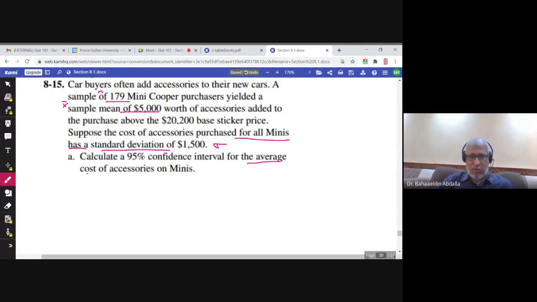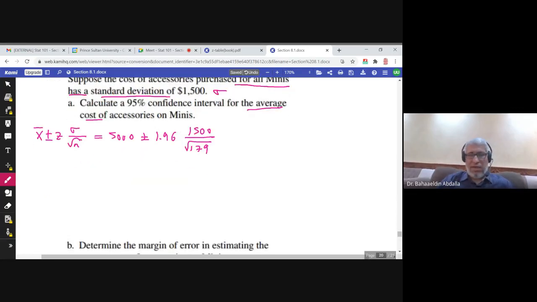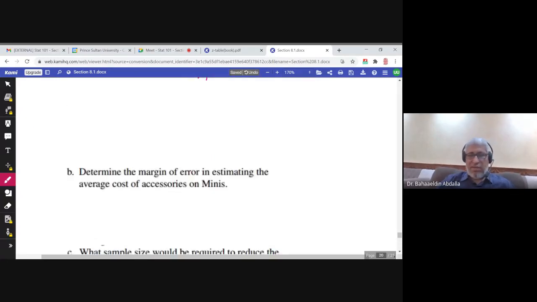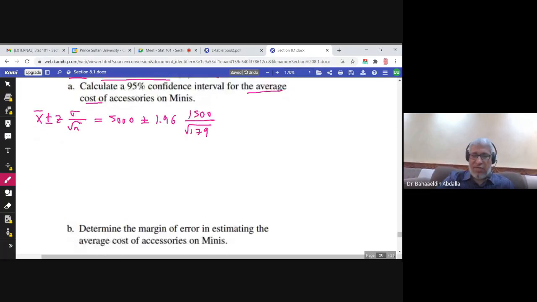So for mu, I will use the formula x bar plus or minus z times sigma over square root of n. X bar is 5,000. I need to find 95%, so it's 1.96, the z value. Sigma is 1,500 over the square root of 179, and I can find easily the confidence interval. Determine the margin of error in estimating the average cost of accessories on minis.